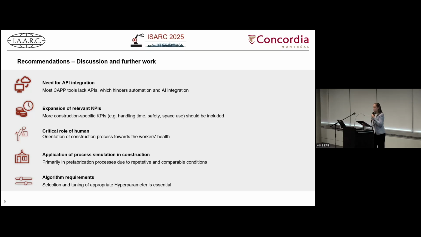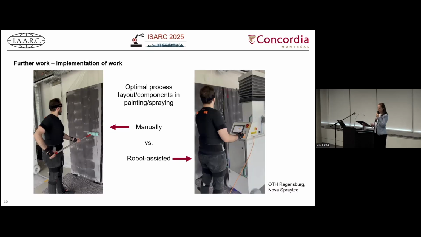And the last point is the algorithm requirements. The NSGA-II algorithm also needs hyperparameter tuning and a selection of appropriate parameters to ensure the best result out of it. And with that, maybe the construction industry moves from manual processes to supported processes, for example, with the inclusion of more robots.